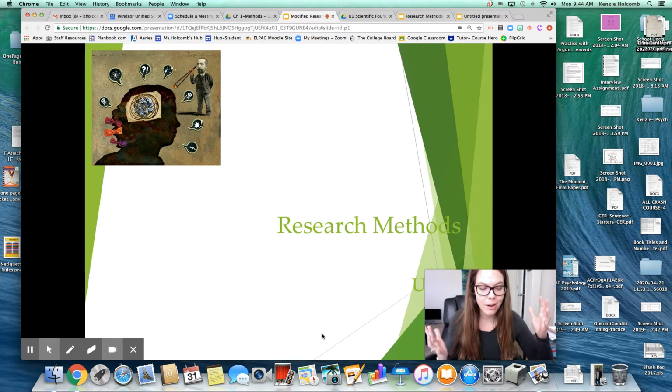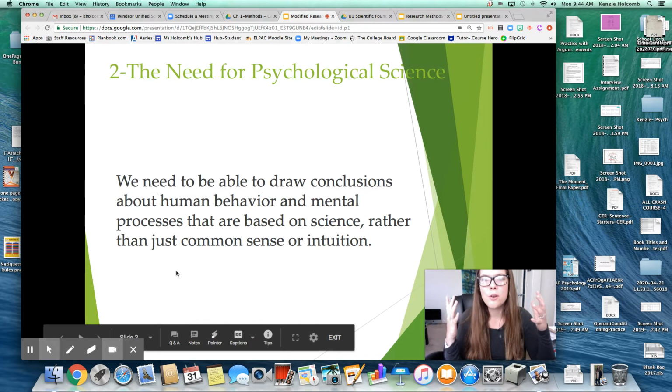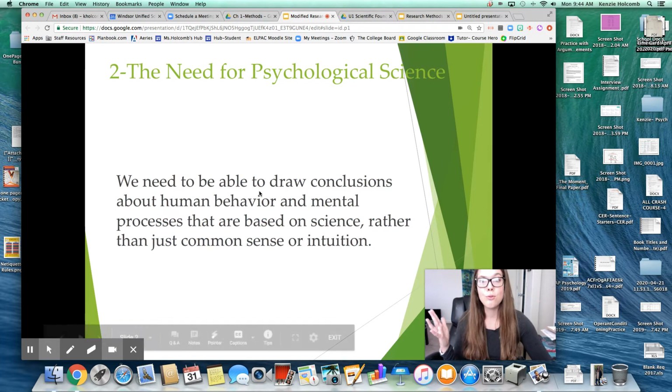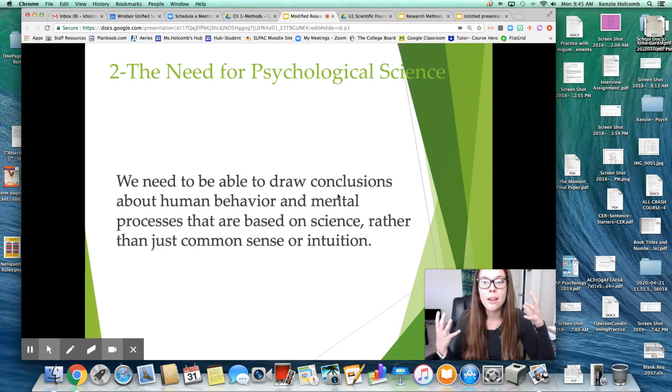This is for Unit 2, Modules 4 through 5, and we're going to talk about other research methods. All right. So first, the need for psychological science is that we need to be able to draw conclusions about human behavior and the mental processes based on science, right? Rather than just common sense or intuition.